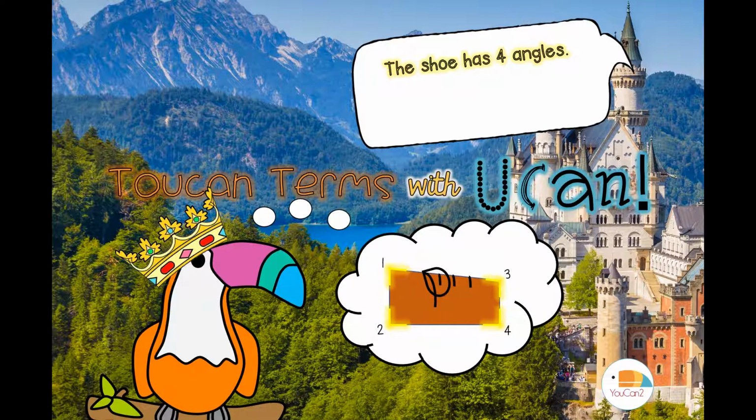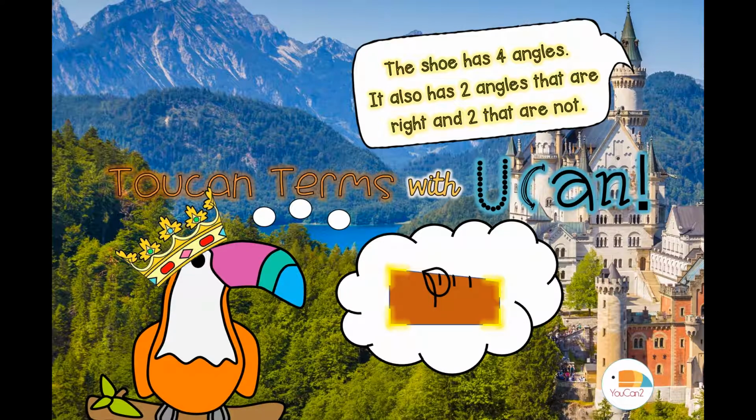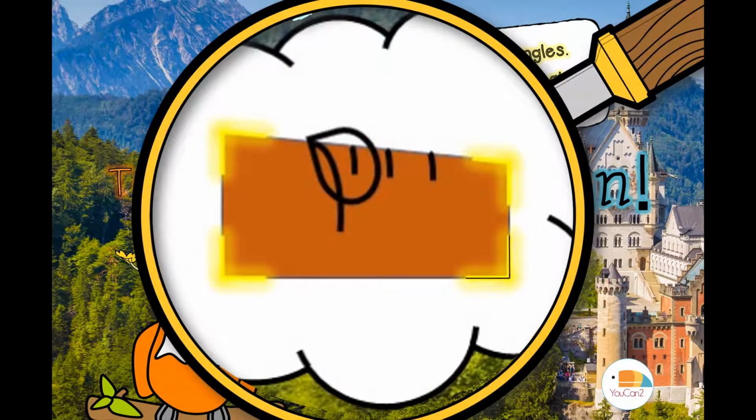We can also look to see if the angles are right angles. So this shape has 2 angles that are right and 2 that are not. Let's take a closer look. Take a look at those corners. And did you know we can tell if an angle is right or not by putting a little square in the corner? If the square fits perfectly, guess what? It's a right angle. If it doesn't fit perfectly, then it's not a right angle.